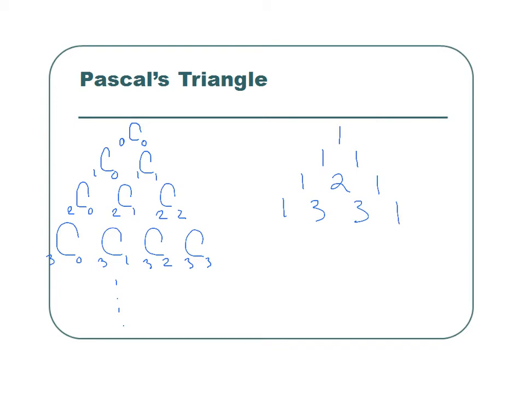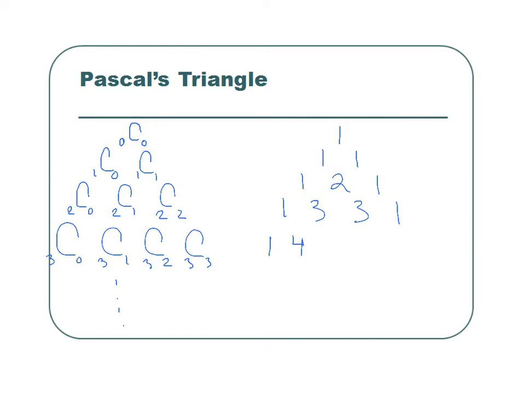Recall from college algebra that this number is really just the sum of the 2 above it. 2 is the sum of 1 and 1. 3 is the sum of 2 and 1. And the edges are always 1s. So to get my next row, it's going to be a 1. And then I'm going to take 1 and 3. So this is going to have to be a 4.